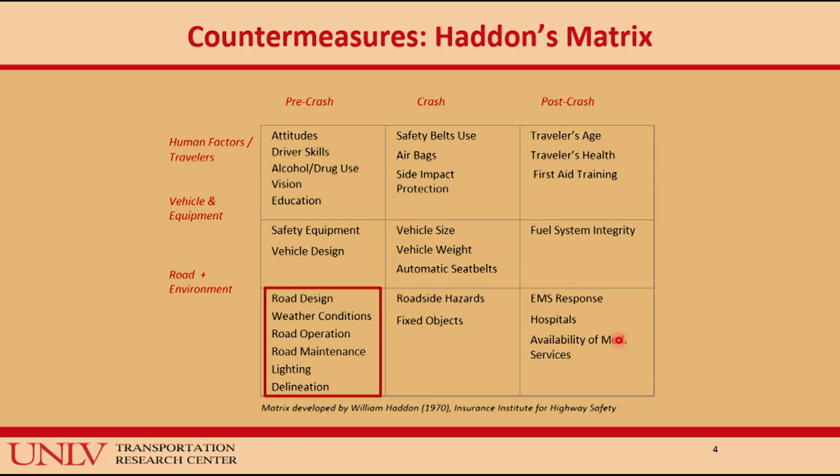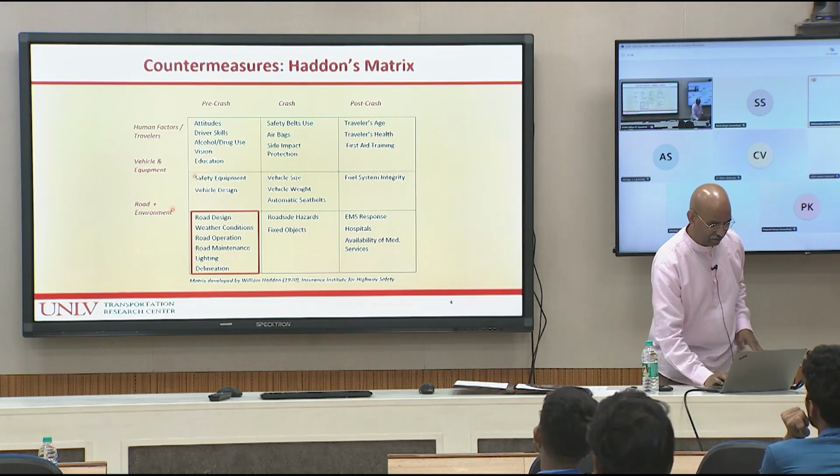Basically, this came about more than 50 years ago. If you look at the matrix, you have columns which are pre-crash, during the crash, and post-crash, and the rows are human factors or travelers, which is basically user behavior. Second is vehicle and equipment. Third is road and environment. I apologize for these not lining up. When I changed the format for the slides, it just got skewed a little. This is what Professor Maurya was telling me; some things may get skewed, but you know that these are the 3 rows.